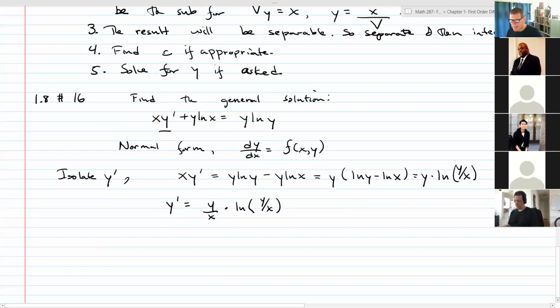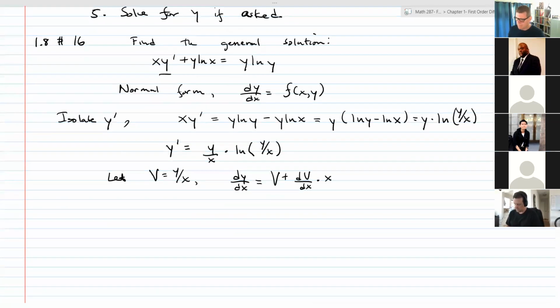Now notice that's homogeneous degree 0 because we have it in terms of y over x. So we don't need to do anything. We don't need to divide through by x because it's already in terms of y over x. So if we let v equal y over x, then dy/dx, as we did earlier, is going to equal v plus dv/dx times x. That's going to be our change of variables. So we get v plus x dv/dx equals v times the natural log of v.